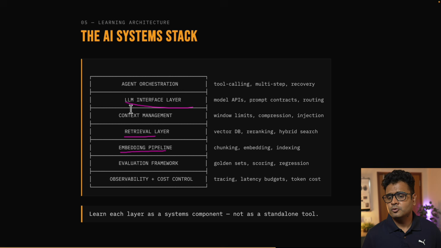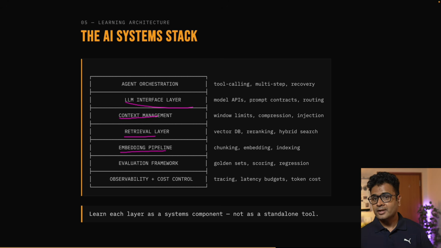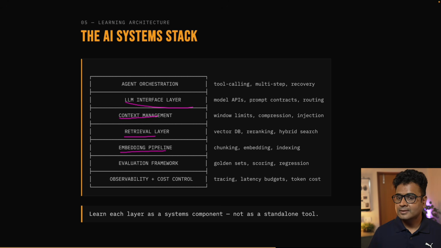And on layer number 4, we have context management. Here you need to plan what goes into the context window. You'll think about compression, you'll think about ordering. So this is how you stay within the limits of the context window of the model that you're working with.